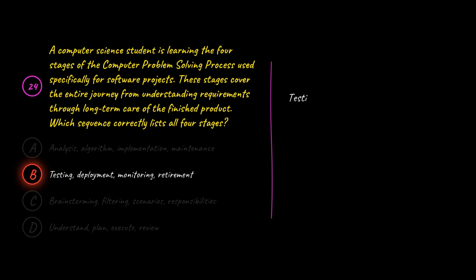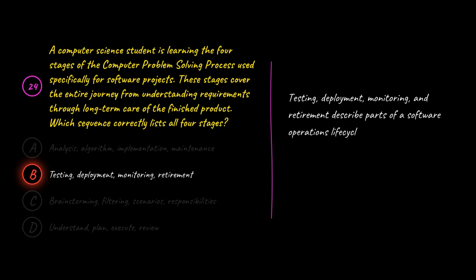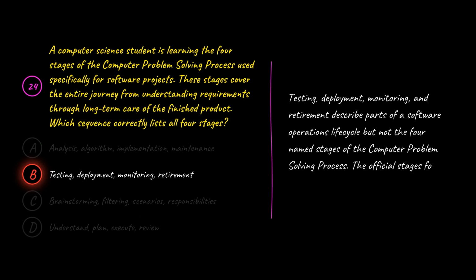B is wrong because testing, deployment, monitoring, and retirement describe parts of a software operations lifecycle, but not the 4 named stages of the computer problem-solving process. The official stages focus on earlier development activities instead.